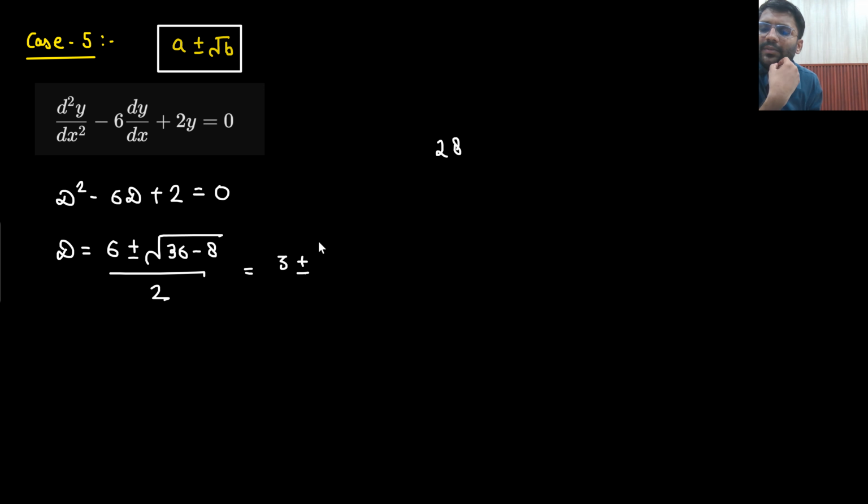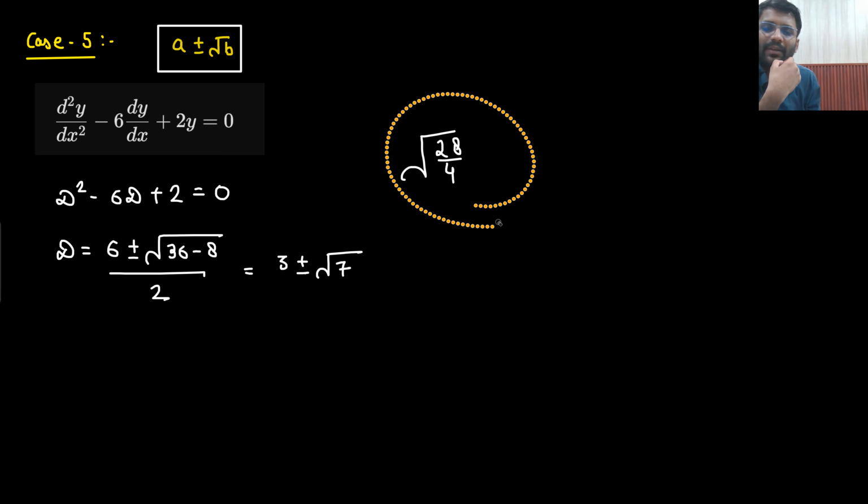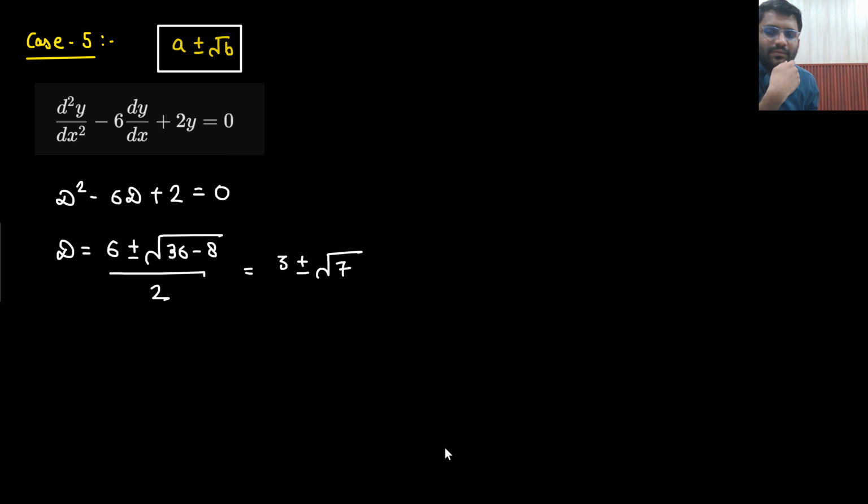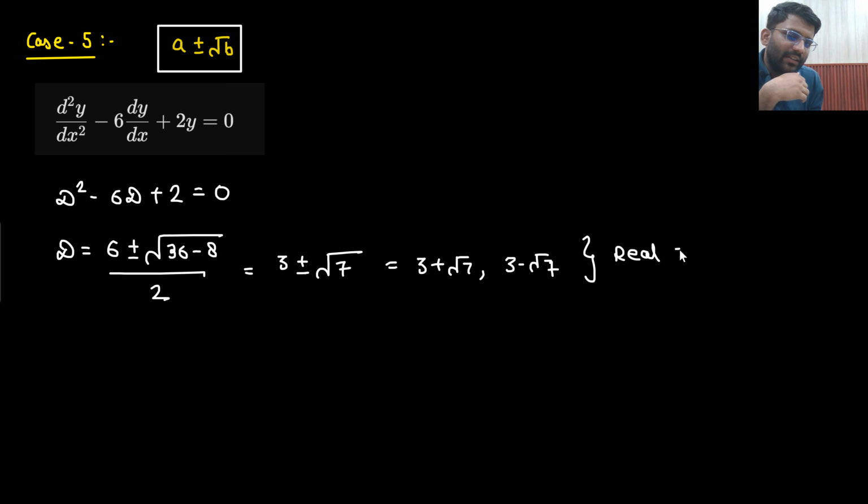B square minus 4ac. So the answer would be under root 7: 3 plus minus under root 7. So what are the roots you are getting? Sir, 3 plus under root 7 and 3 minus under root 7. Are they real? Yes. Are they distinct? Yes. So they are real and distinct. This case we have already seen, so there is nothing different.